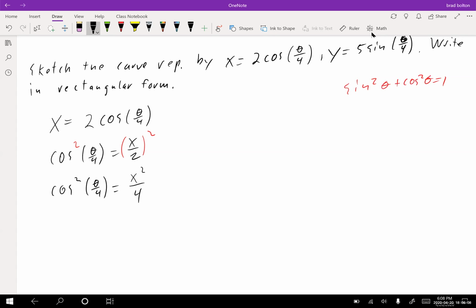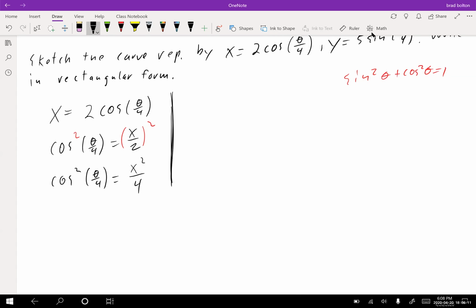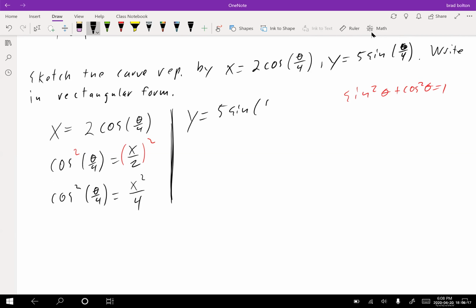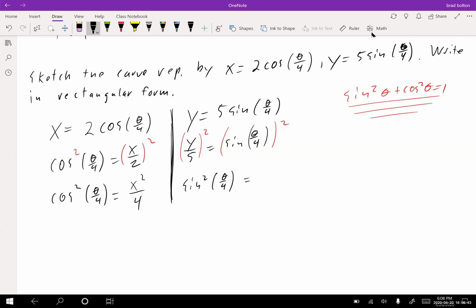Okay, and let's do something similar with y. y equals 5 sine theta over 4, so we end up with y over 5 is equal to sine of theta over 4. Now, why am I squaring both sides? Because I'm trying to get to sine squared theta plus cosine squared theta equals 1. So this becomes sine squared theta over 4 is equal to y squared over 25.